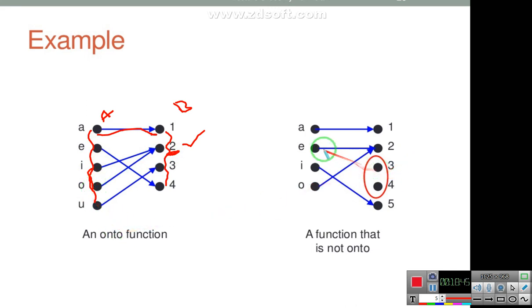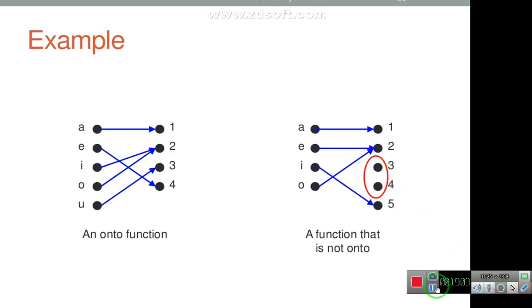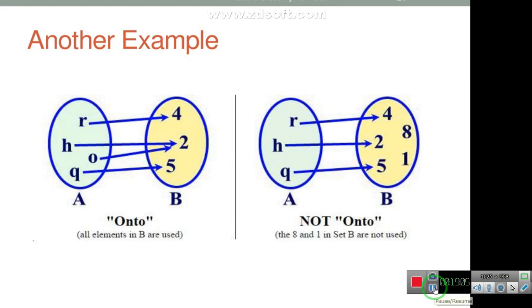So if you can see this one, there 2 elements are not used, so this is not an onto function. It means in an onto function every element needs to be used, so that will be the onto function. So this is another example, you will understand better. All the members are used, this is onto; all the members are not used, that will not be an onto function.